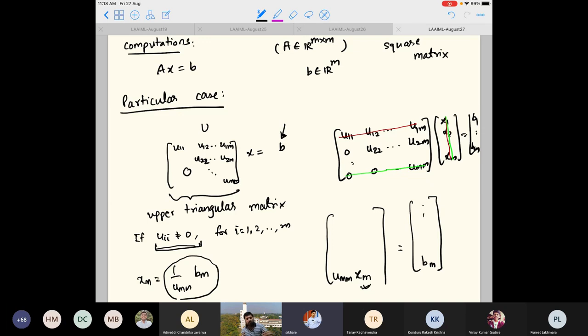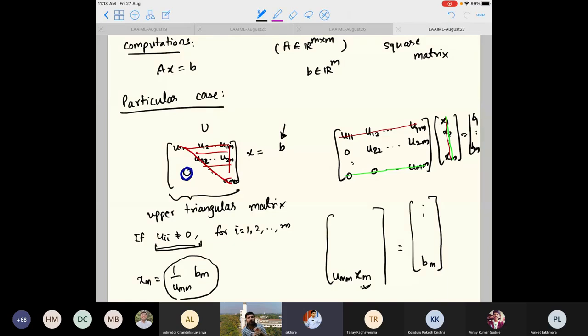Why is it called upper triangular? Because everybody above the diagonal, the entries are here in this triangle, right? And these entries are all 0. So it's like a triangle, an upper triangle above the diagonal. So this is an upper triangular structure. Similarly, you will have a lower triangular structure as well.